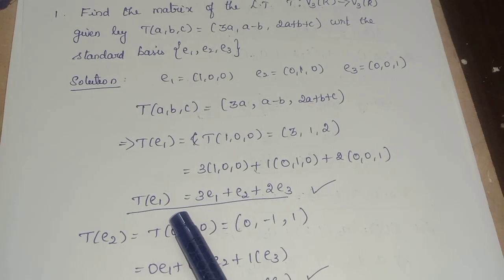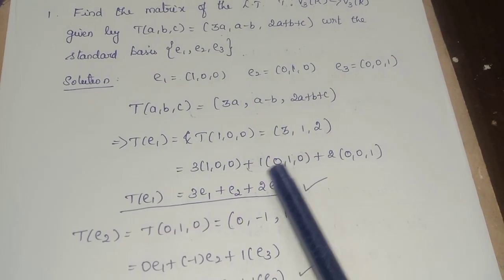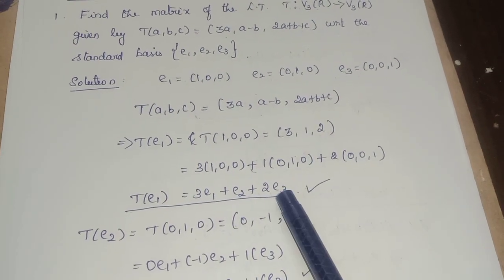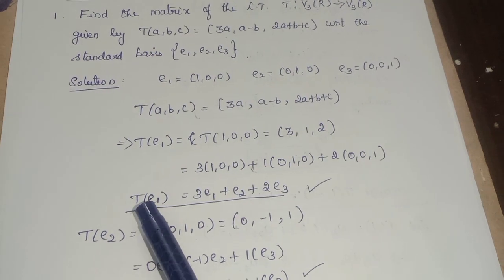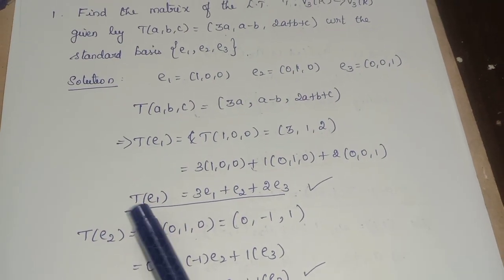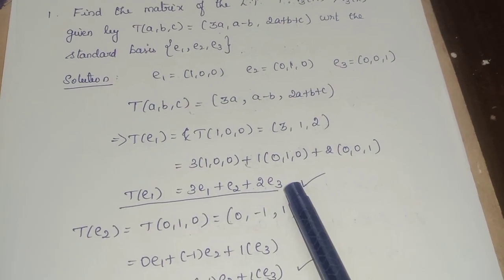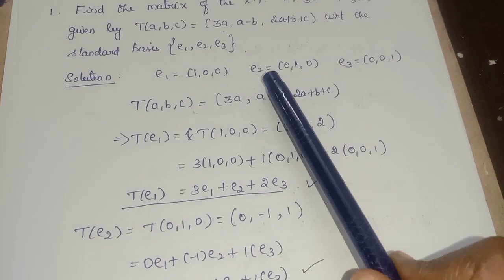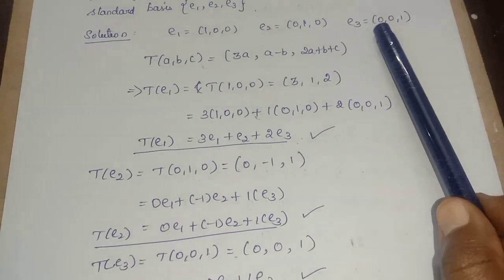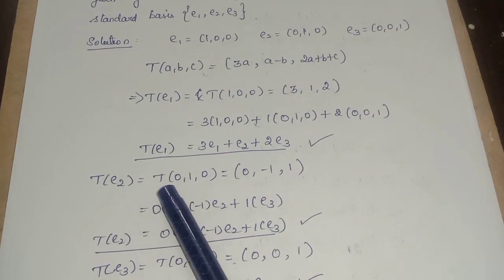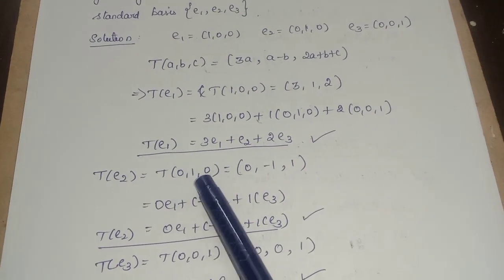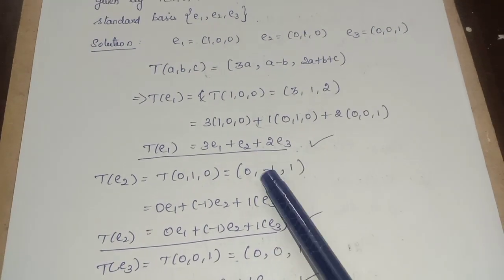So T of E1 equals 3E1 plus 1E2 plus 2E3. So we write the image of E1, that is T of E1, as a linear combination of E1, E2, E3. In the same way, you have to do it for E2 and E3. So T of E2 equals, what is E2? (0, 1, 0). So apply the definition.